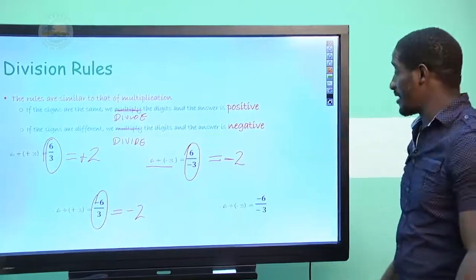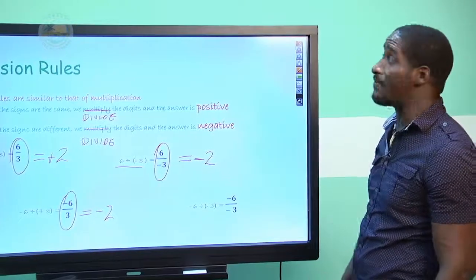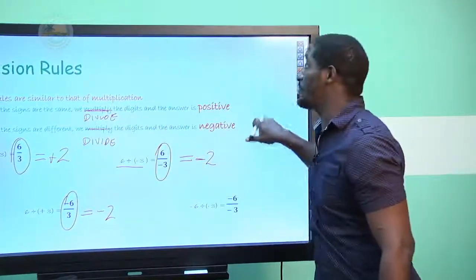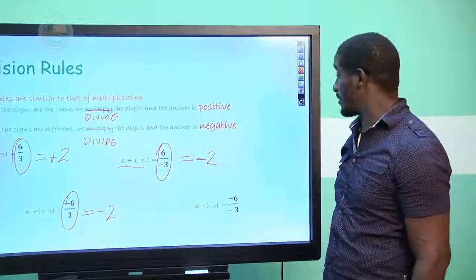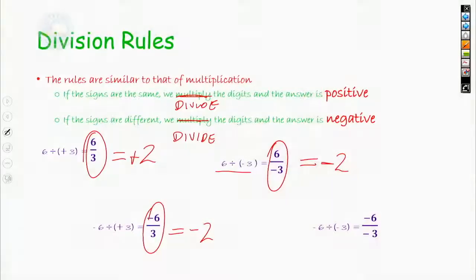Look here. What about this case? Negative 6 divided by negative 3. Signs are the same. If the signs are the same, we divide, and the answer is positive. Negative 6 divided by negative 3 is negative 6 all upon negative 3, which is going to give me 6 divided by 3 is 2. Signs are the same, so it is going to be positive 2.